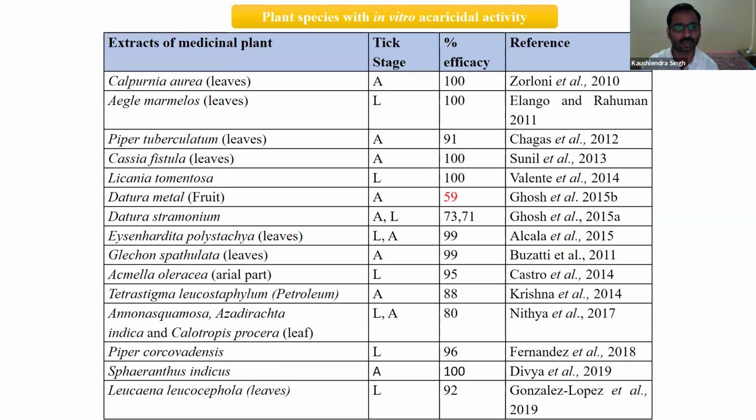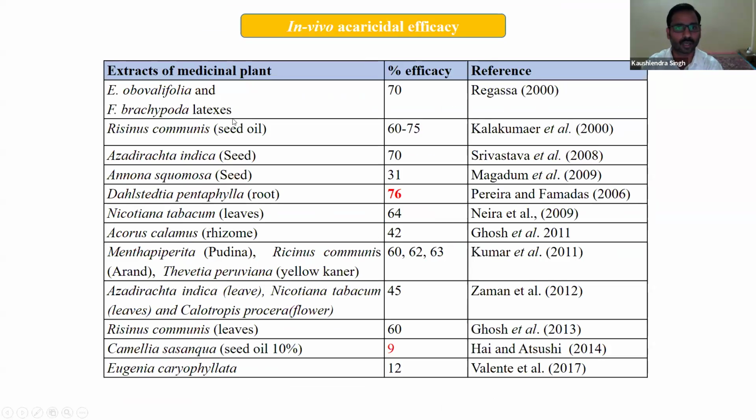So these are the plant extracts which have been examined for acaricidal activity in in vitro tests, like the larval packet test and adult immersion test. These are the plant reports, and there are some in vivo reports also. These extracts of medicinal plants are applied on the animal, and they show significant results against the tick, having acaricidal efficacy.